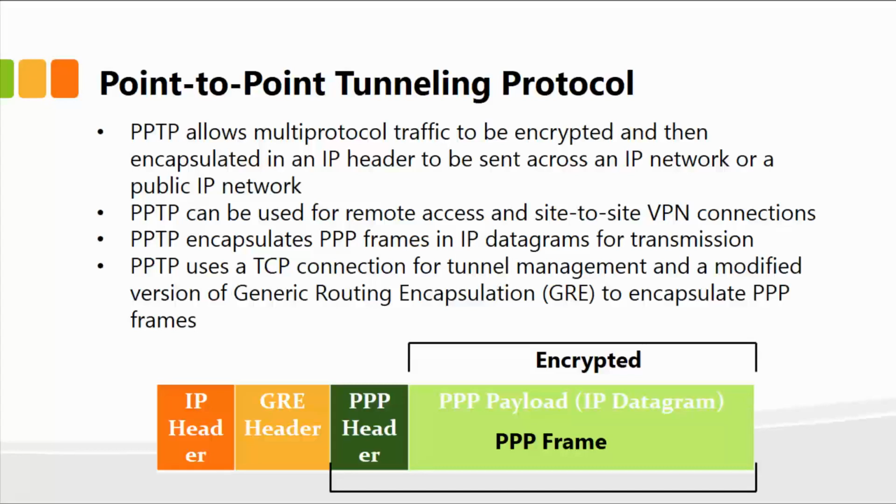And this is what the actual header looks like. So you have the IP header, you have the generic routing encapsulation header, the PPP header, and then the actual frame which is being encrypted. So the idea is that you create a tunnel, you flow the data through that tunnel, and all of that data, whether it's documents, videos, for example, or images and whatnot, any data being transferred is in fact encrypted.